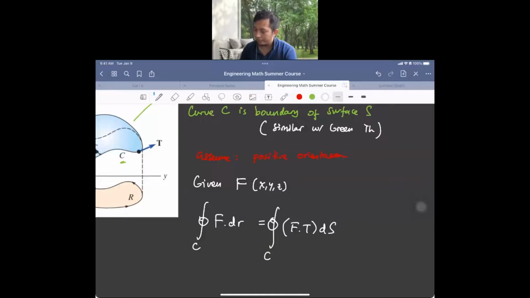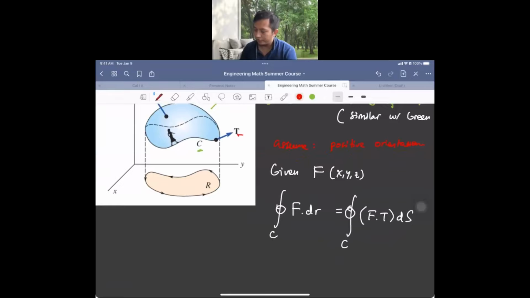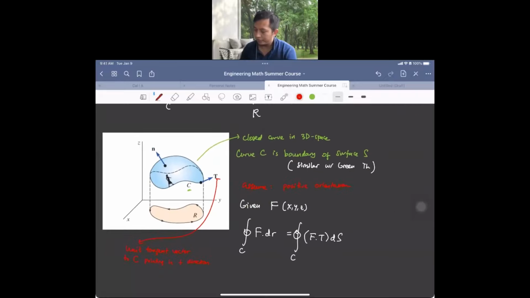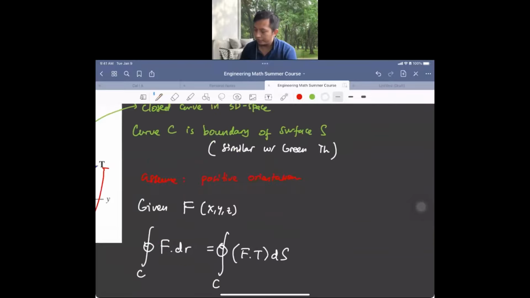And now the Stokes' theorem. Let me write all the notation here. T is the unit tangent vector to the curve C, pointing in the positive direction. So this is Green's theorem in three dimensions.